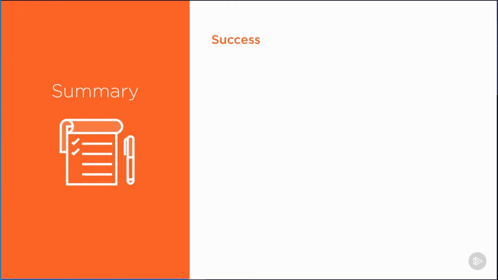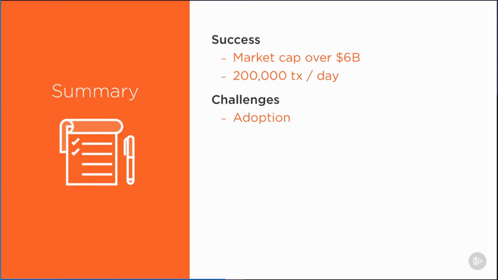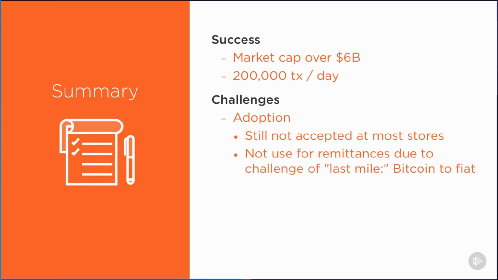Bitcoin is only about 6 years old at this point, but already very successful. Its market cap, or price times the total Bitcoin in the world, is already over $6 billion, and there are now over 200,000 transactions per day. However, despite what many had hoped, it has not yet replaced credit cards. It's still very rare to find any brick-and-mortar stores that accept it. Bitcoin has also not replaced Western Union for remittances. The last mile, or exchanging Bitcoin for fiat currency, is still very difficult.